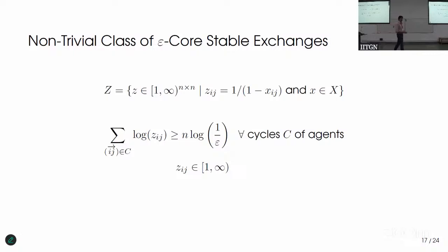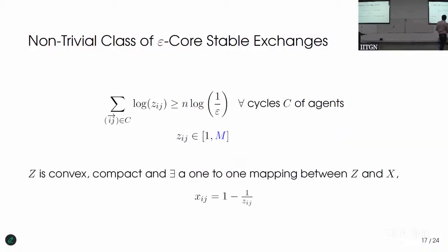All right? So we are going to be operating with the set Z. So actually Zij varies from 1 to infinity, but we are going to place an upper bound of m. It's not going to make a difference. I mean, we're going to choose the m such that it is significantly larger than 1 over epsilon, just so that we get compactness. So we have a set which is a convex compact set, and there is a one-to-one mapping between every point in this set and an approximate core stable exchange.